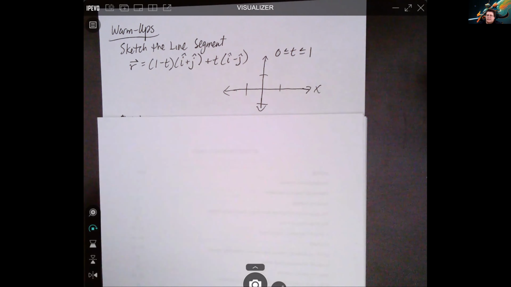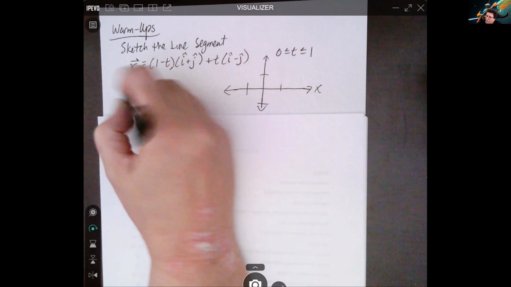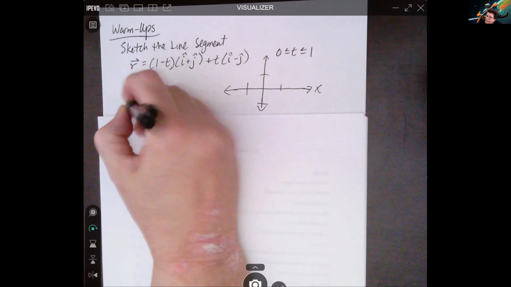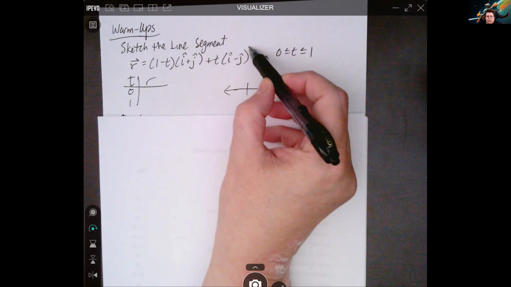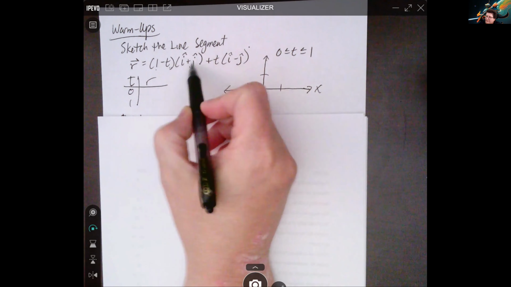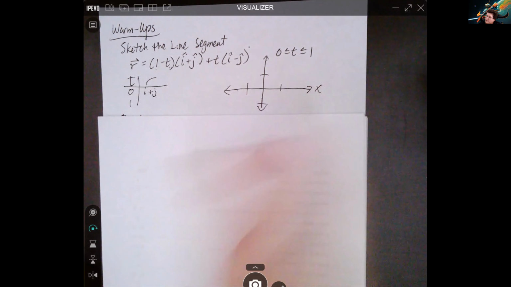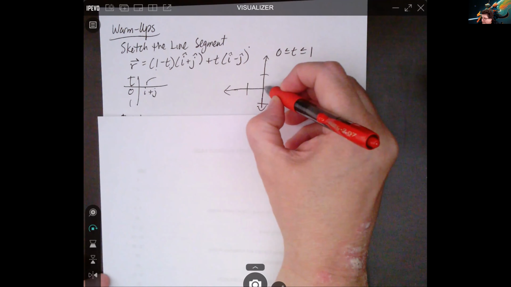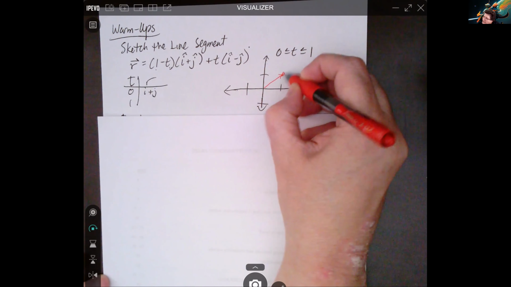All right, I hope you guys did this. Let's just see what we're getting. If t equals 0, what does r equal? t equals 0 cancels out the second component, right? And we just have 1 minus 0. We just have i plus j. I plus j is a vector from the origin to there.